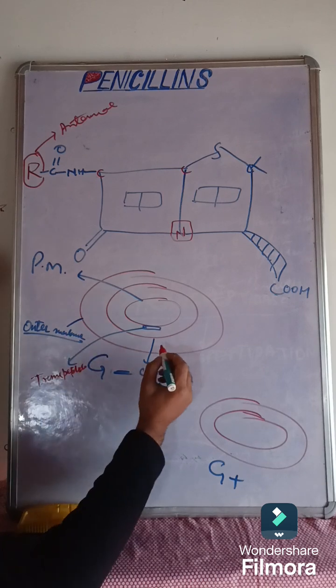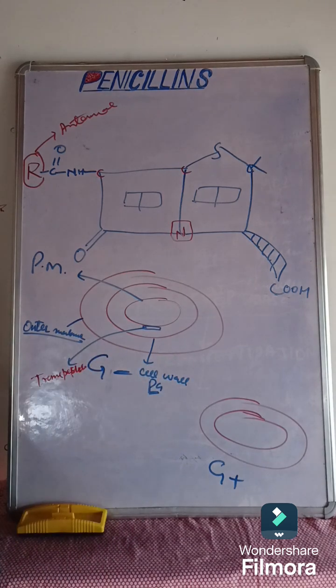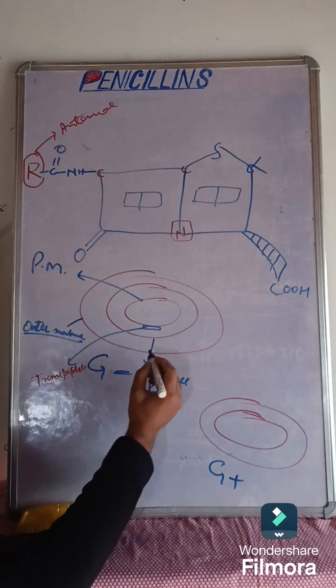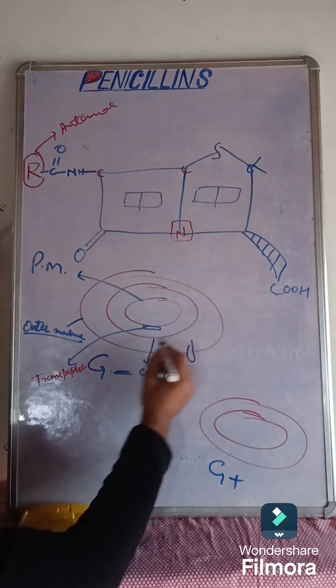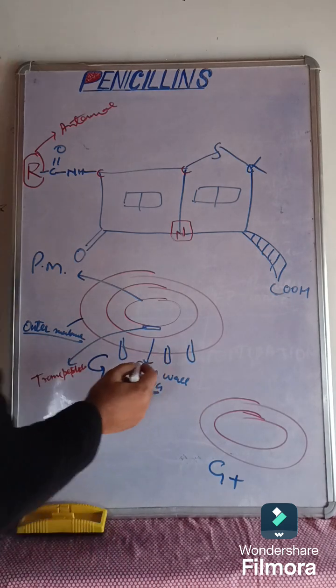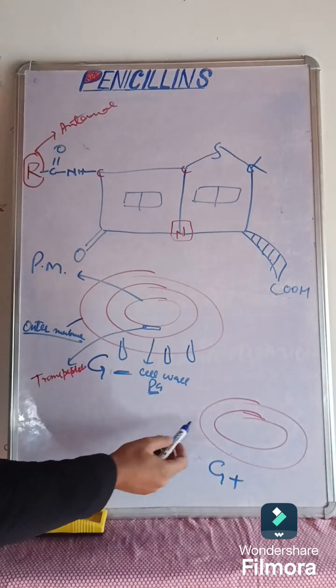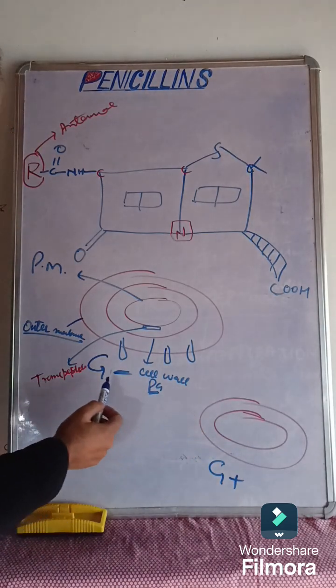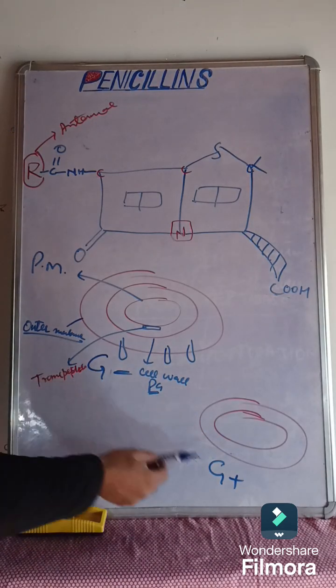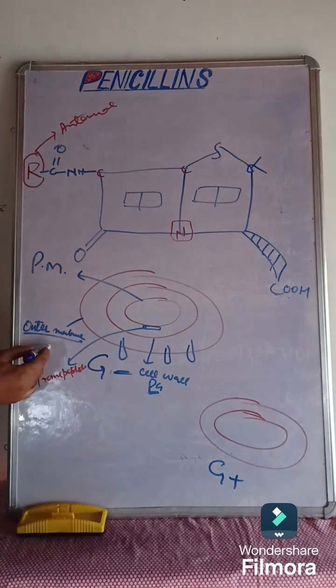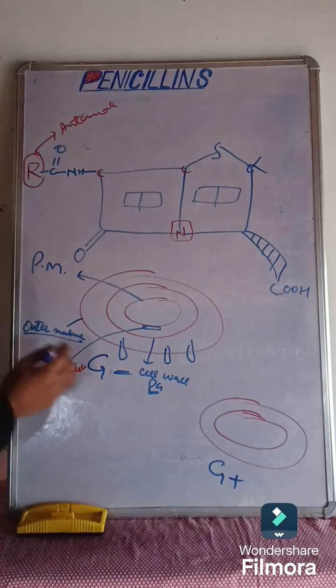And this is the outer membrane made up of phospholipid bilayers. In gram-negative bacteria, there are porin channels present in this outer membrane. Gram-positive bacteria do not have this outer membrane. Gram-positive bacterium lacks this outer membrane.